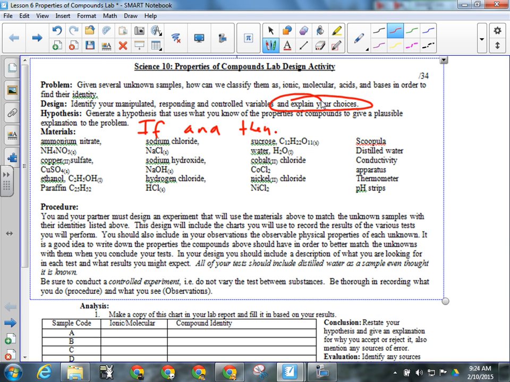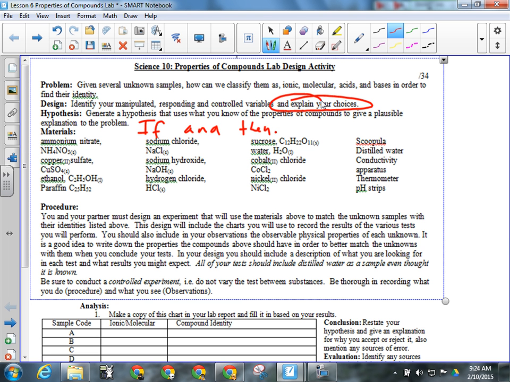Then talk about where you can find all of the unknown materials, because you're going to need those, and the other materials you're going to need. I'll tell you right now, all the materials you're going to need are going to be on the front desk and on a small metal cart next to it. So your conductivity tester, your spot plate or depression plate, and your pH paper, all of that will be on a metal cart. And you'll be able to grab it off of there. The unknowns will all be on the table.